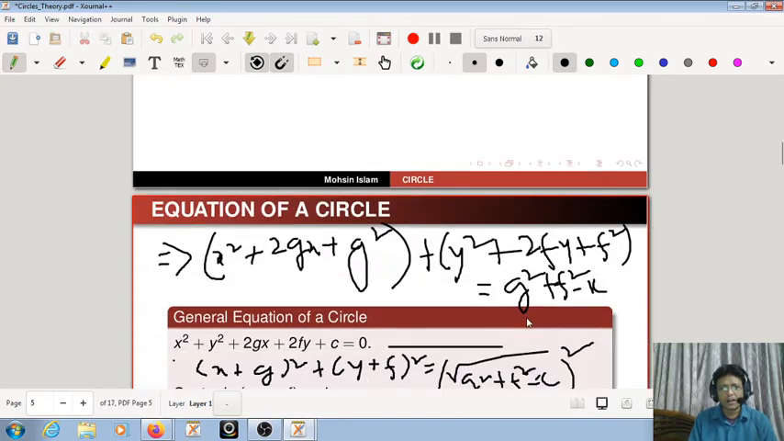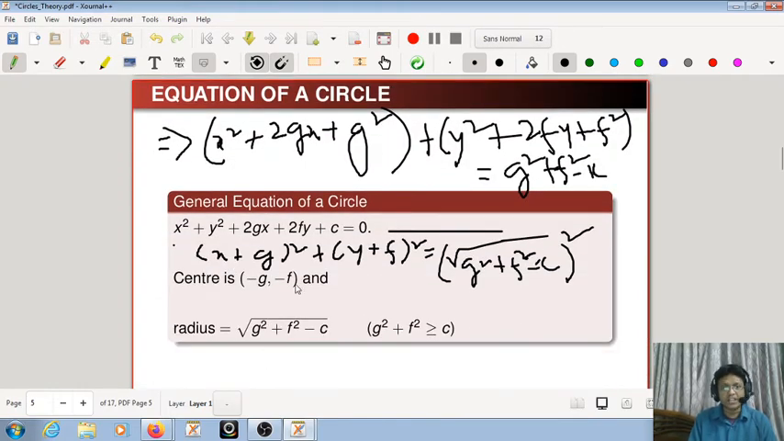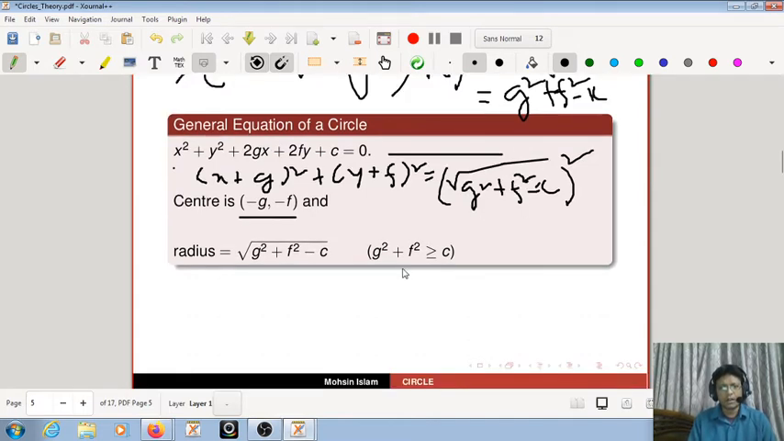So you have x plus g, that is why the center is given by (minus g, minus f) if your equation is in the general equation form, and the radius is given by the square root of g squared plus f squared minus c, provided that g squared plus f squared is greater than or equal to c, because it's a positive real number always. So this is the center and this is the radius.